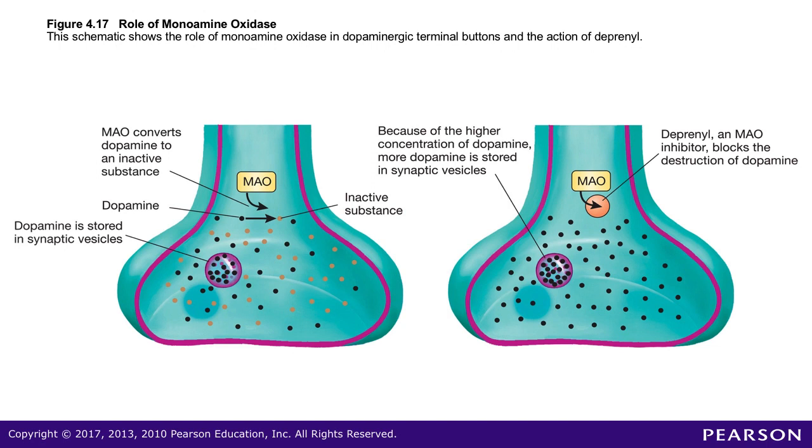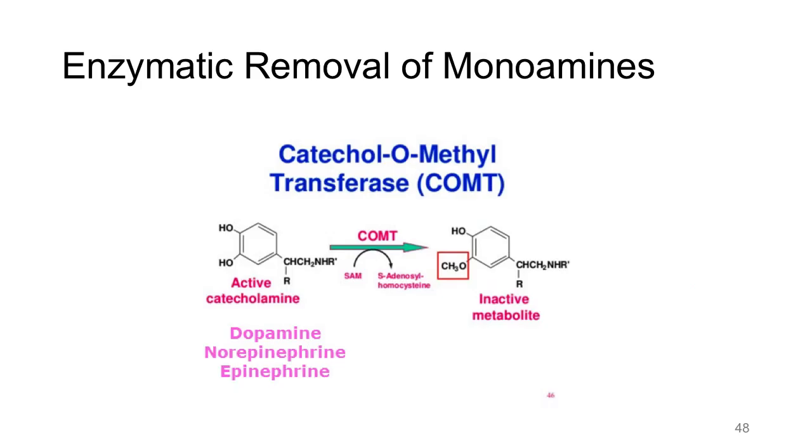Deprenyl blocks MAOB, preventing the destruction of dopamine. Deprenyl can be used to treat the early stages of Parkinson's disease, which is characterized by decreased dopamine availability. Another enzyme, catechol O-methyltransferase, or COMT, can remove catecholamine monoamines from the cleft. These include dopamine and norepinephrine, as well as epinephrine. Because serotonin is an indolamine monoamine, COMT will not eliminate serotonin.